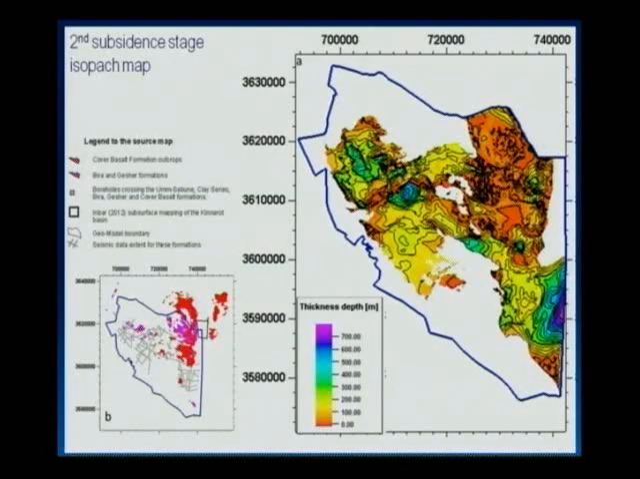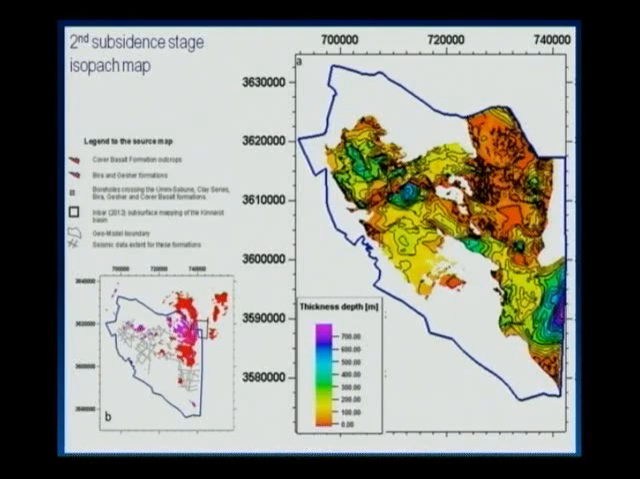So the isopach of the second stage shows a more complex image, but more or less defined depocenters. A fuller basin is very deep. As we saw in the flattening of RTS, it accumulates the second stage sediments of Bira, Gesher, cover basalt, Unsabula, and clay series here. The Kfar Baruch basin.